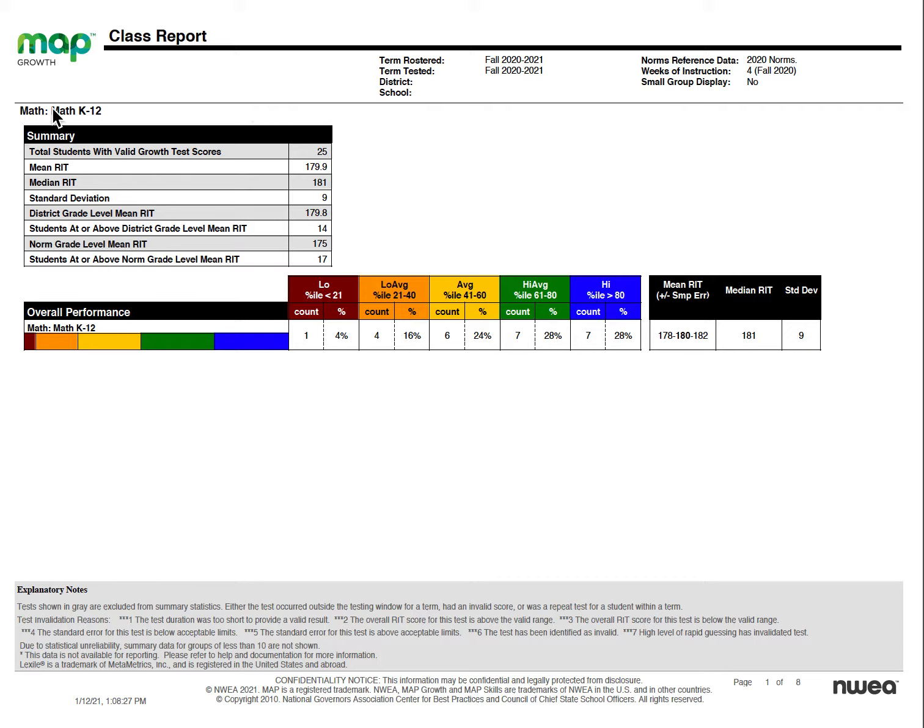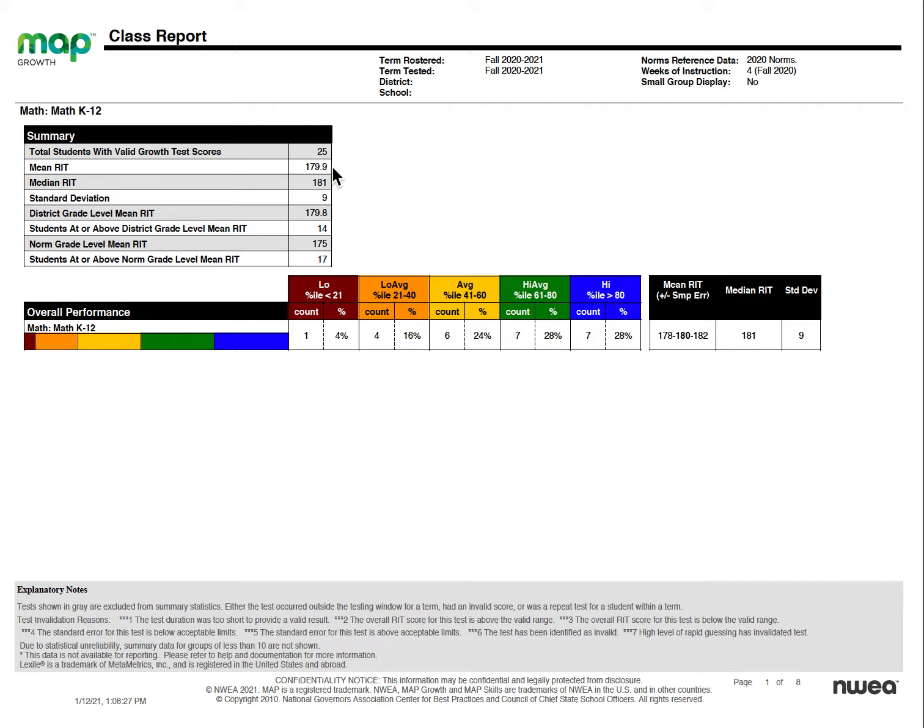So this box right away gives us a lot of information. I can see that 25 students took this assessment in this class, and their mean RIT, or their average score, was a 179.9. All right, that's just a number, so right away you want to have some relevance to that number.